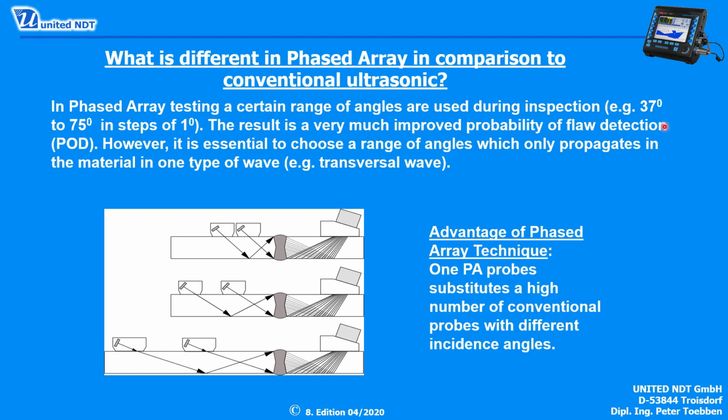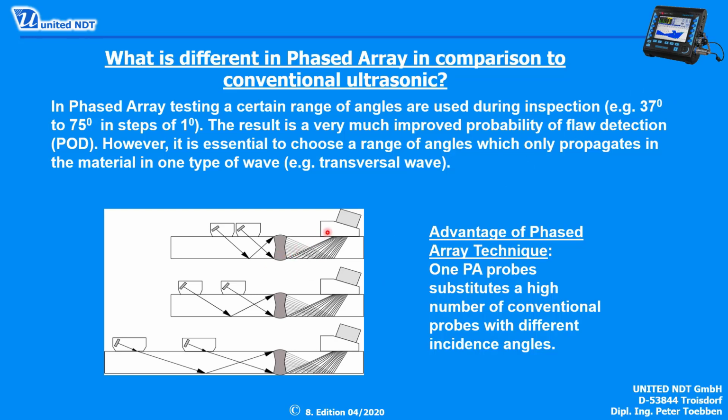However, it's essential to choose a range of angles which only propagates in the material in one type of wave, the transversal wave. I mentioned that before, so one should make sure that it's above the first critical angle.